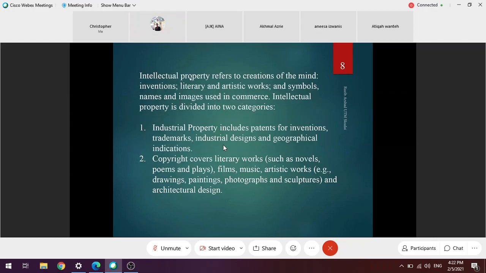All right. Okay, so we have this term intellectual property. Intellectual property refers to creations of the mind. So whatever you have in the mind, you create something, you visualize the thing, namely inventions. You can protect the invention through the intellectual property rights, which are divided into two categories. Industrial property includes patents for invention, trademarks, industrial design, geographical indication. Copyright covers literary works such as novels, poems, audios, music, and so on. So this is the category of the intellectual property.